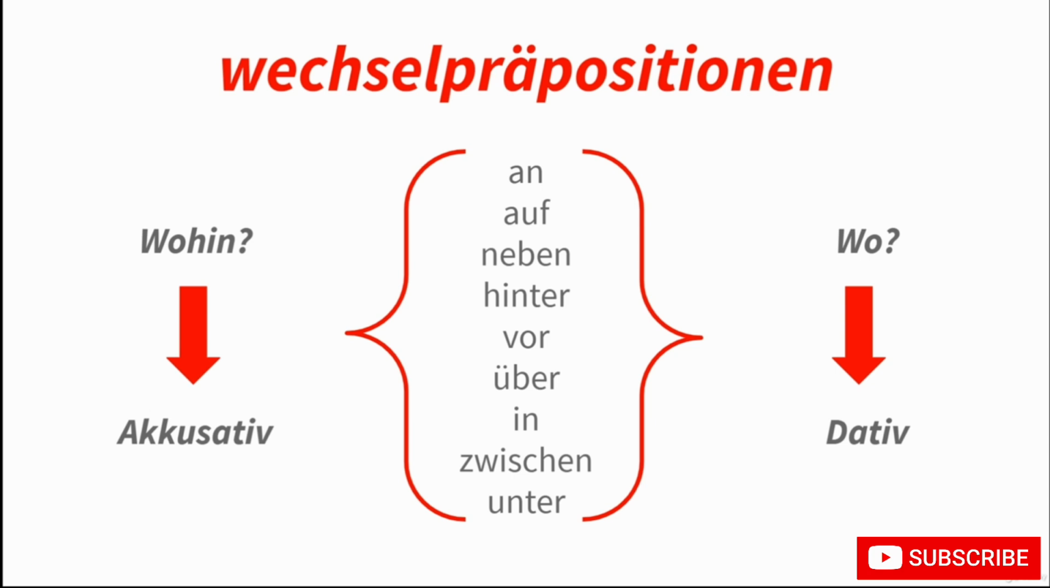If we ask the sentence wohin, then we are looking for an action, for example, putting something somewhere. But when we ask wo to the sentence, then we are looking for a location. That's the main difference. When there is an action in the sentence, then after this preposition, accusative must be used. When there is a location, then after this preposition, dative must be used. I hope the difference is clear now.